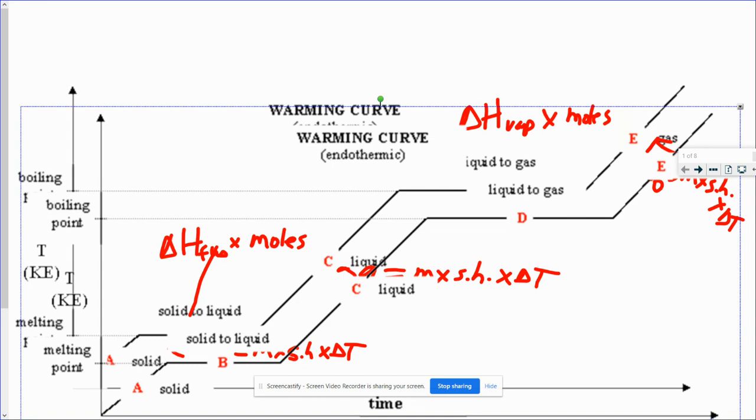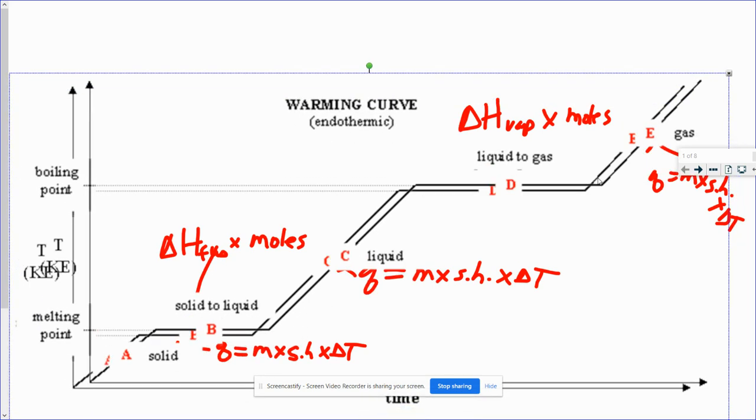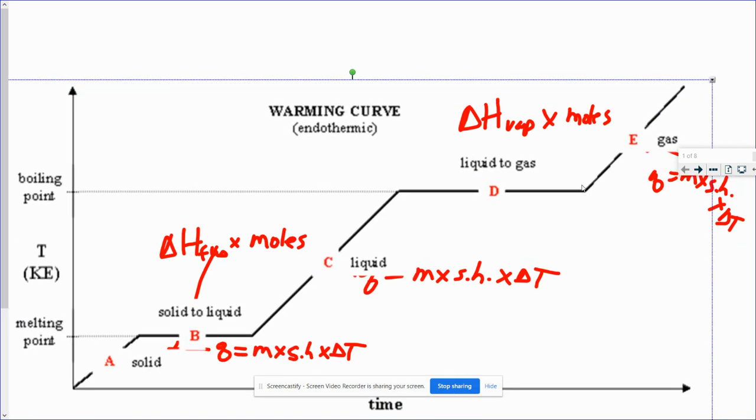It stays flat until all of it is vaporized. And then once it's all vaporized, the temperature will rise again. So every time it's going through a phase change, there's no change in temperature. When there's a change in temperature, it's all in one phase. So from solid to liquid, it's a flat line.